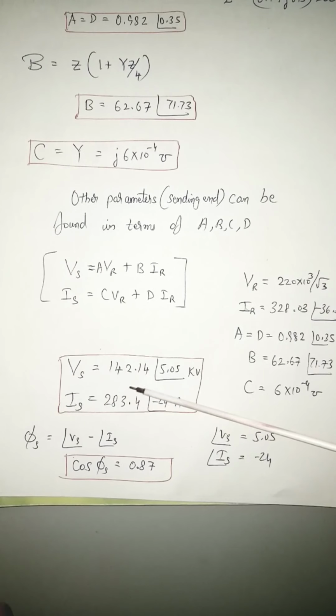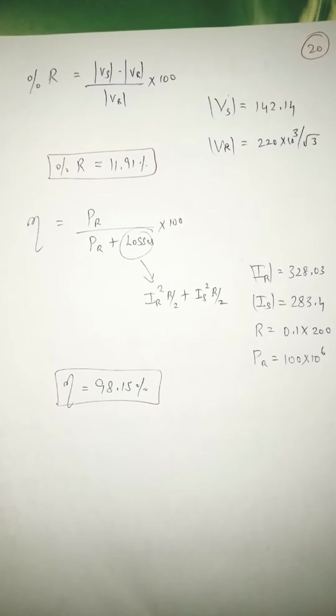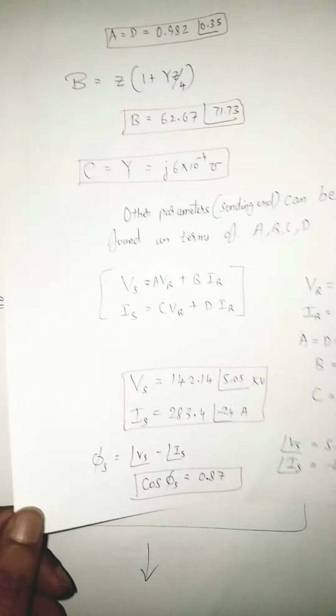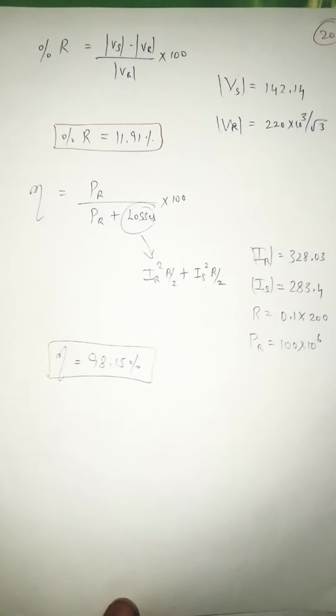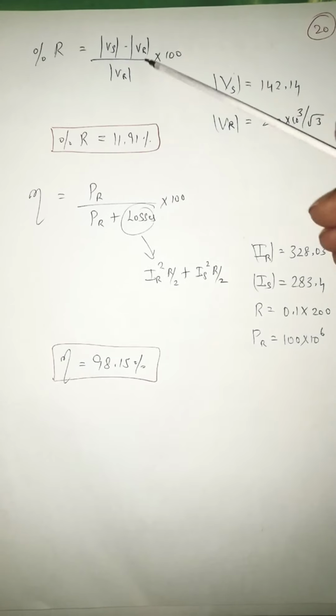So once you get VS and IS, you can find phi S, which is angle of VS minus angle of IS, 5.05 and this is minus 24, and calculate cos phi S, that will give you the sending end power factor. Next, we'll have to calculate the regulation, for which we use (Vs minus Vr) by Vr into 100. Magnitude values are to be considered. So Vs magnitude you can see is 142.14. Vr magnitude is 220 into 10 cube divided by root 3. Vs was calculated in the previous step, that is 142.14 at so and so. This is the magnitude. So you know Vs, you know Vr, substitute, find the regulation.